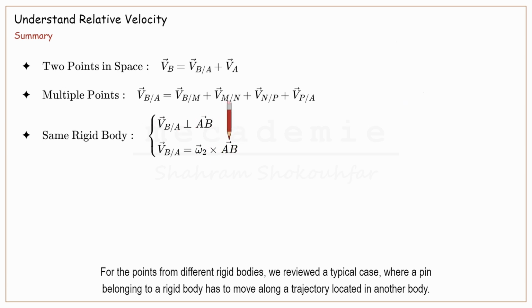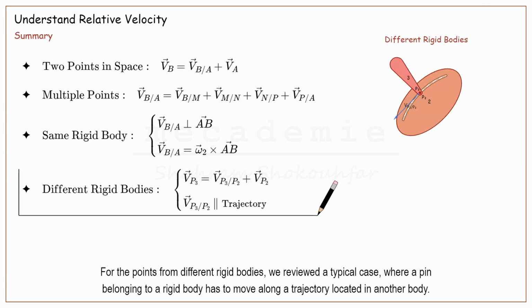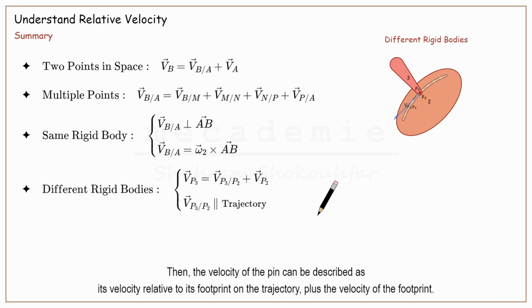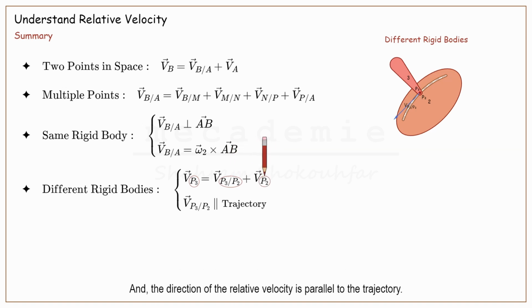For the points from different rigid bodies, we reviewed a typical case where a pin belonging to a rigid body has to move along a trajectory located in another body. Then the velocity of the pin can be described as its velocity relative to its footprint on the trajectory plus the velocity of the footprint. And the direction of the relative velocity is parallel to the trajectory.